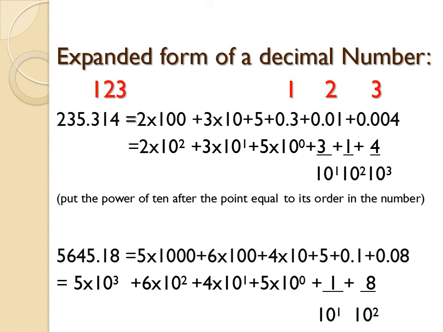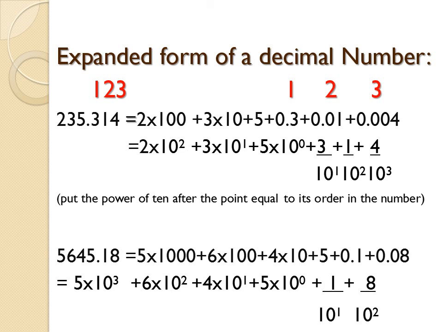We put 1 because the order of the number 3 is the first number after the point. Plus 1 over 10 power 2. Why do we put 10 power 2? Because 1 here is the second in order. Its order is the second in the number, so we put 10 power 2. Plus 4 over 10 power 3, since 4 is the third one, so we must put power 3. So don't forget to put the power of 10 after the point equal to its order in the number.